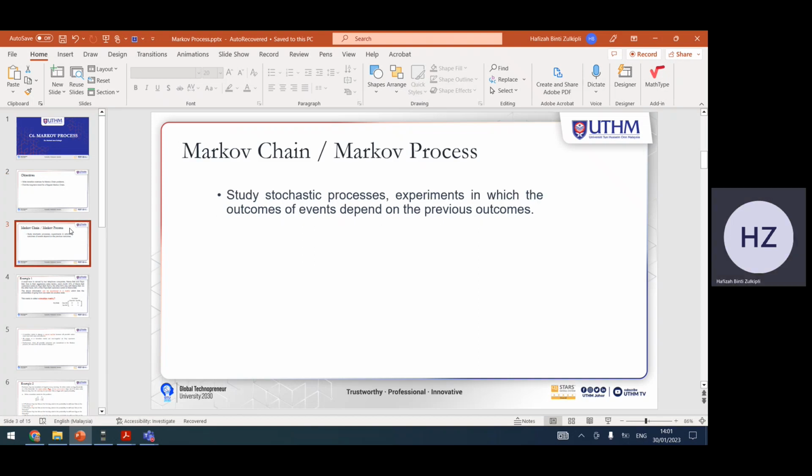And what is actually a Markov chain or process? It is actually to study the stochastic processes, experiments in which the outcome of events depend on the previous outcomes. So this is a stochastic, unforeseen event. Okay? So we want to find the probability of the event to happen on the next outcome, referred to the previous one.